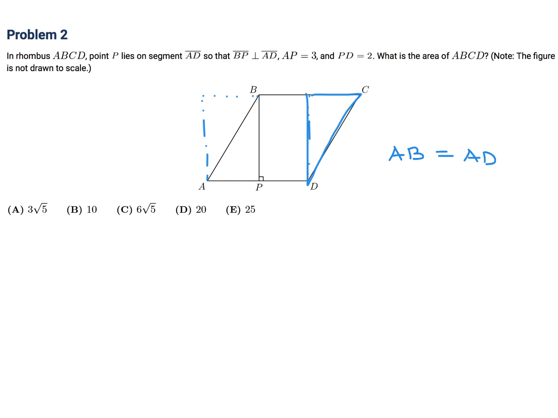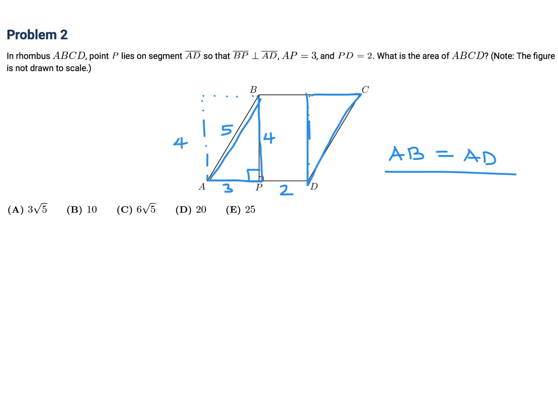And then they gave us some of these dimensions already. AP is 3, PD is 2, and basically that tells me that AB is equal to AD, which means that's 5. So since this is a right angle, this looks to me like a 3, 4, 5 triangle, which is by far the most common Pythagorean relationship. So there you have it. We've got all the dimensions.